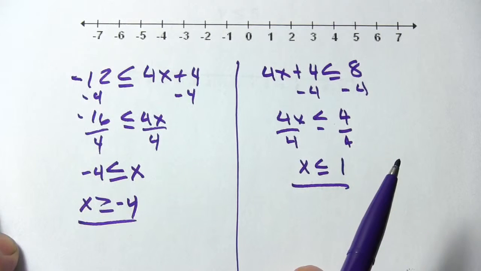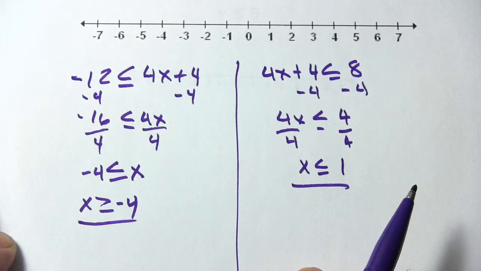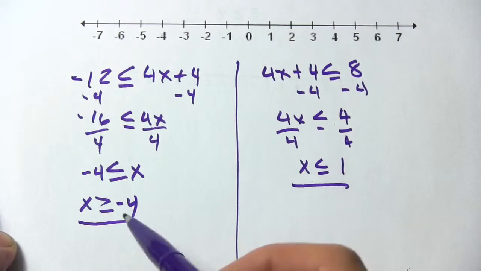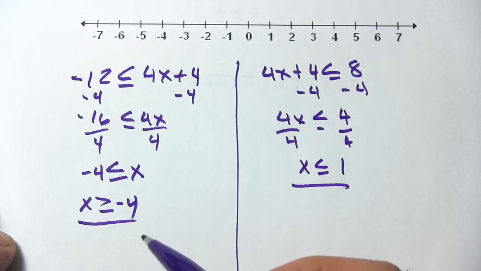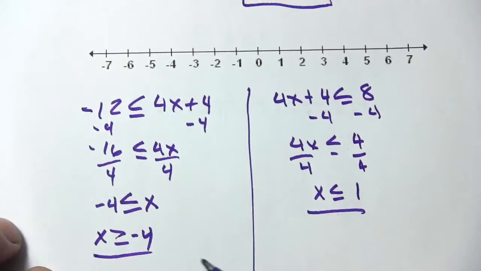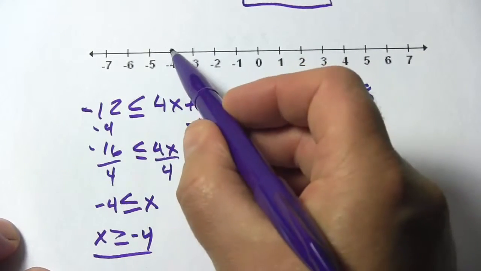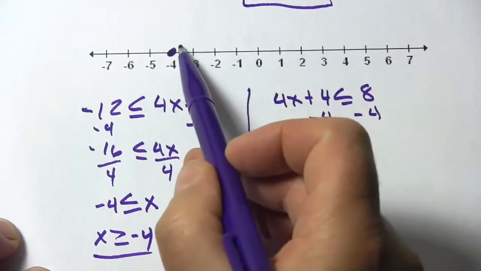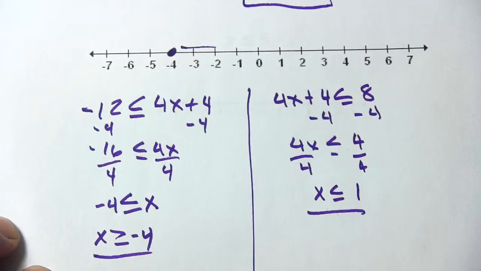Now, we have two parts for our compound inequality. We want to show the part on the graph where they overlap. So x is greater than or equal to negative 4. Let's graph that first. Greater than or equal to is going to be a solid dot, and then it's going to go off in this direction. I won't draw it in entirely until I see the other half.